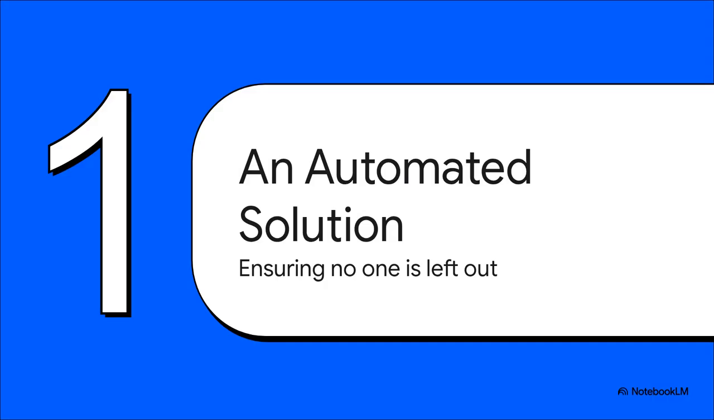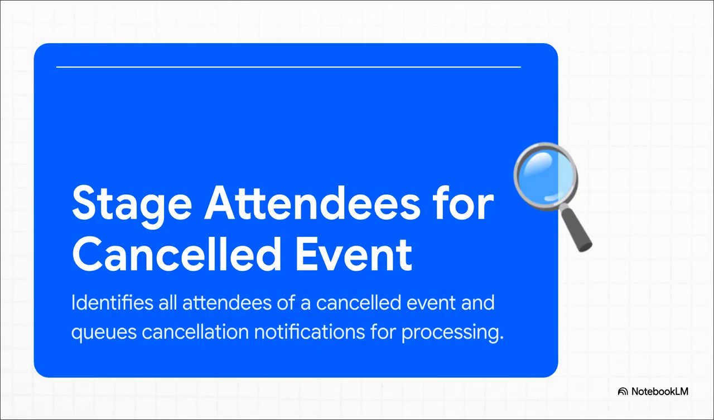So the hero of our story today is an automated function. It's the silent worker in the cloud, and its whole purpose, its entire reason for existing, is to handle this one task flawlessly. It's a system built to guarantee that when an event gets canceled, the message gets out to everyone, every single time. Now, the official technical name for this process is Stage Attendees for Canceled Event. It sounds a bit formal, I know, but its job is actually really simple and incredibly powerful. Find every person who was supposed to be there and line up a personalized cancellation notice for each of them, getting them all ready to go.